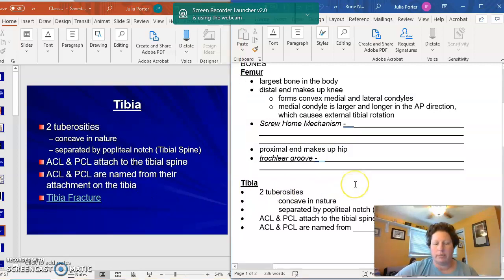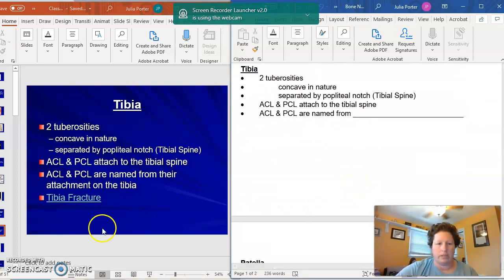Moving on to the tibia. The tibia is the lower leg bone. All right. Two tuberosities to the tibia. They are concave in nature. The importance of the tibia in relation to the knee is where the ACL and the PCL attach.